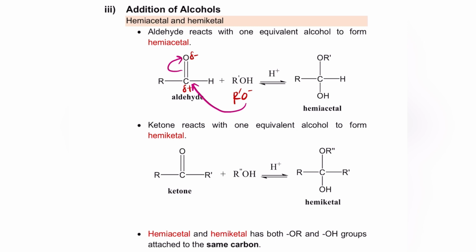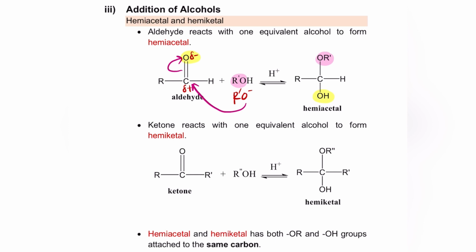So oksigen is very high in electron density. Dia adalah O minus. So dia akan tarik H plus daripada acid awak. So this acid condition akan menghasilkan OH group. So macam mana reaction ni berlaku? So once awak hasilkan OH, and then OR minus akan masuk. So OR minus masuk, dia akan masuk jadi this part. So OR minus datang daripada alkohol awak. So this is how you form hemiacetal.